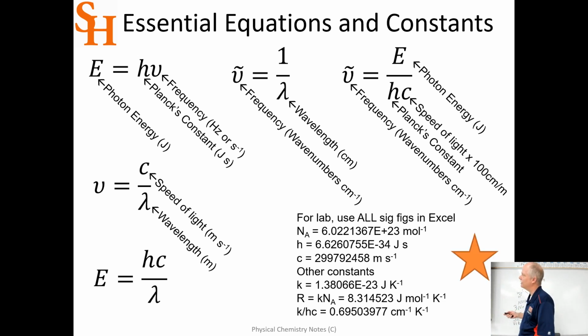Now I've got these constants put out to some ridiculous sig figs. Okay? In the lab, use them all, because Excel doesn't care about rounding, right? You type in all those sig figs, and if you're going to try to find the bond length of CO out to 4 decimal places, you better not use just Planck's constant to 3, right? It doesn't make sense to use your constants with tiny, tiny little sig figs.